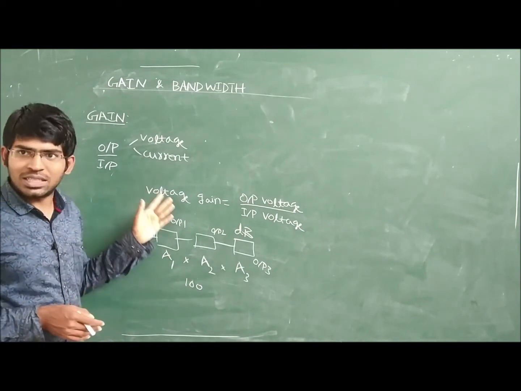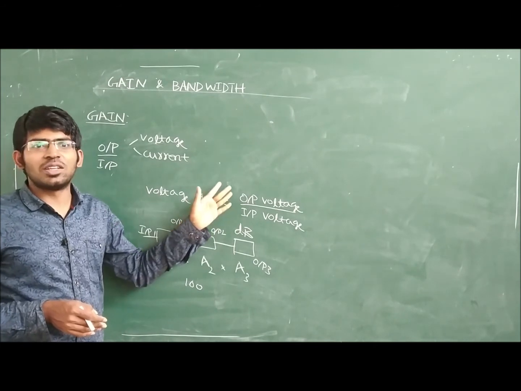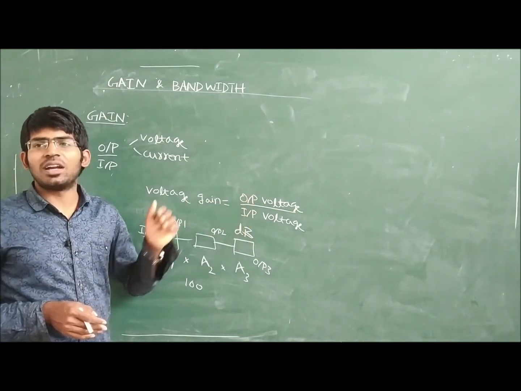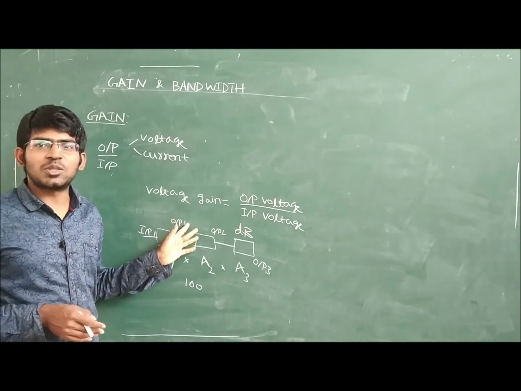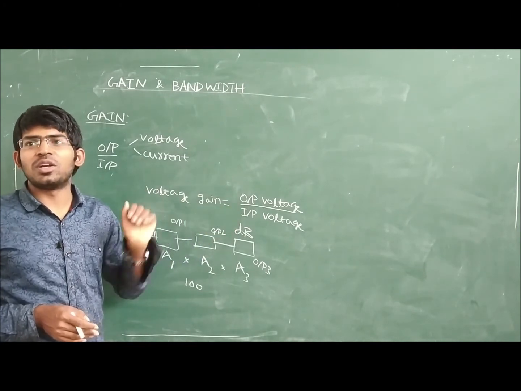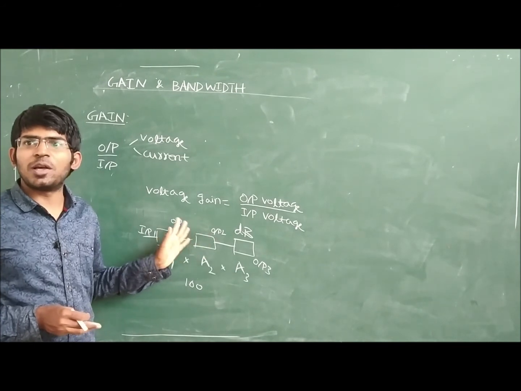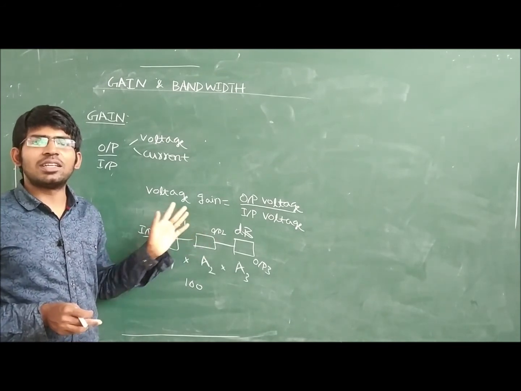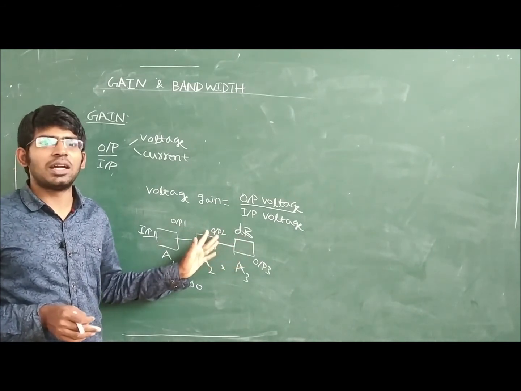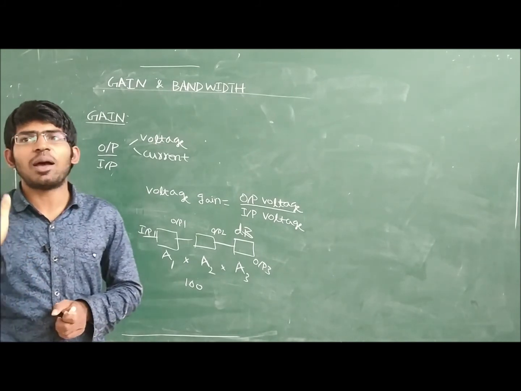Okay? So we have discussed that gain is the ratio of any output electrical quantity to input electrical quantity. So it can be either output voltage by input voltage or output current by input current. And the gain is always expressed in decibels because the gain has no units. The gain of a single stage amplifier is output by input. For getting the gain of a multi-stage amplifier, we have to take the gain of the individual stages and multiply them to get the gain of the total multi-stage amplifier. Okay.